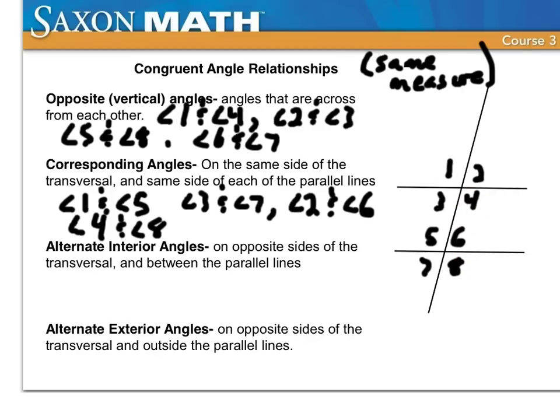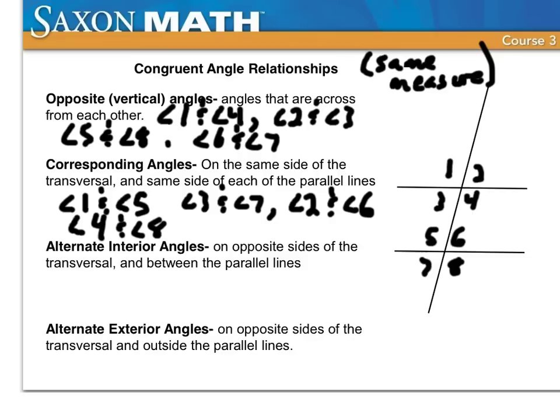Okay, so angle 1 and angle 5 are equal to each other. Angle 3 and angle 7 are equal to each other. 2 and 6 are equal, and so are 4 and 8. Because they're corresponding angles, those are called. And we got another kind of congruent angle relationships, and they're called alternate interior angles.